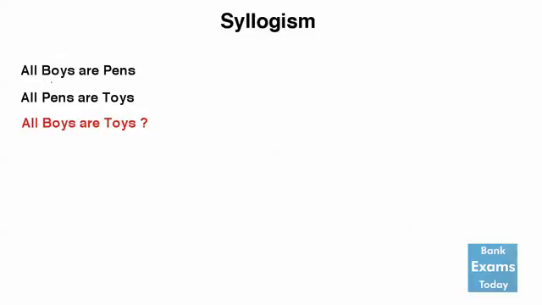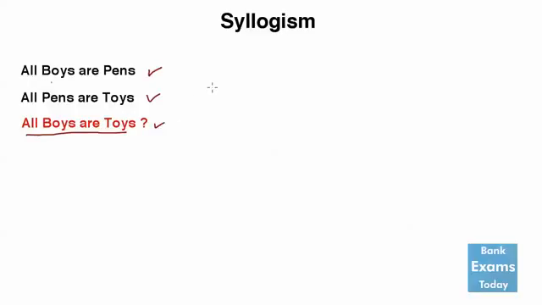Today we will do a very important chapter in the reasoning section, that is syllogism. I will explain the basic funda behind this chapter using a simple example. So let's do the simple example first. All boys are pens. All pens are toys. You have to find whether all boys are toys.